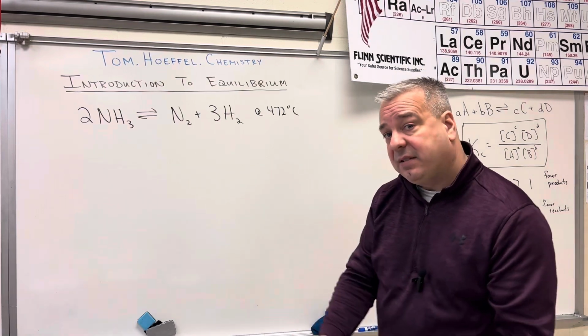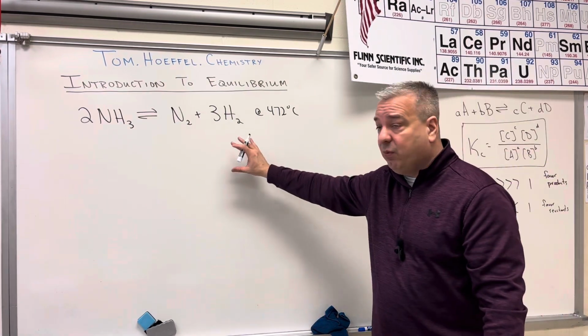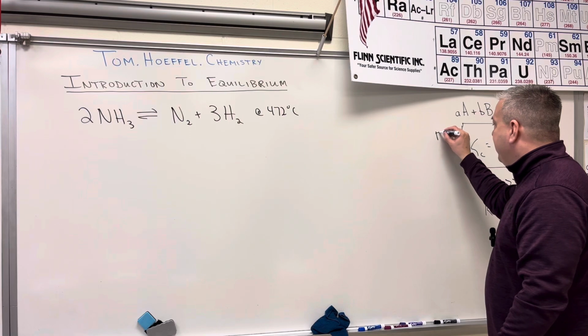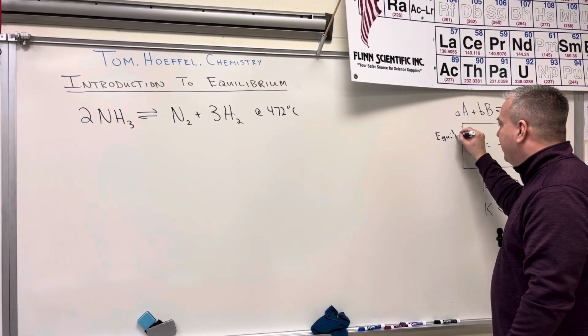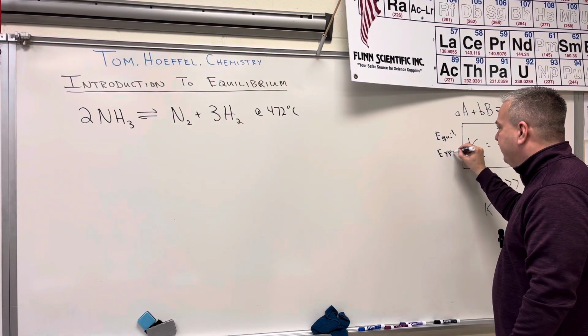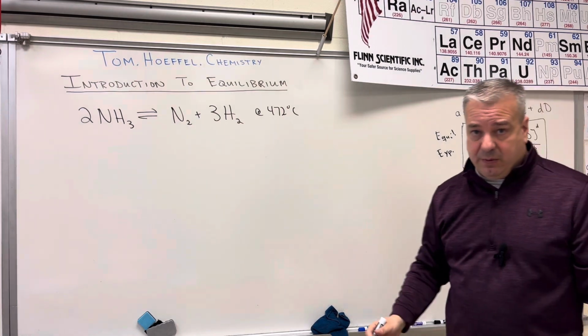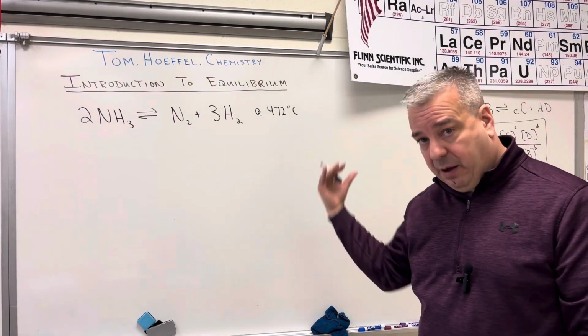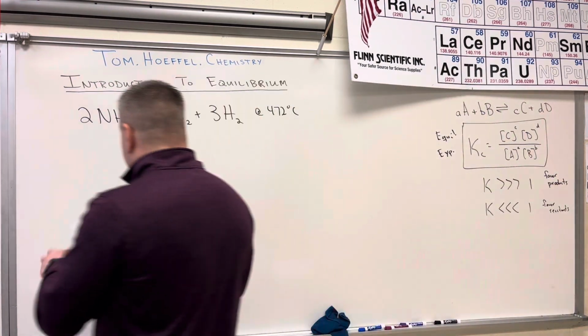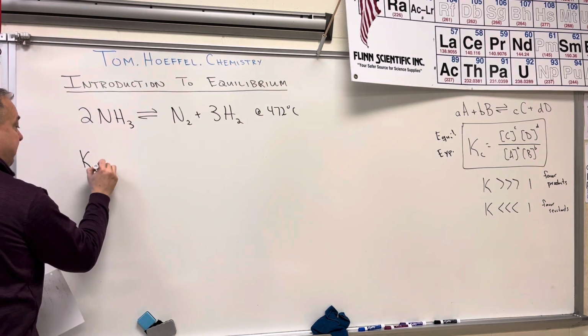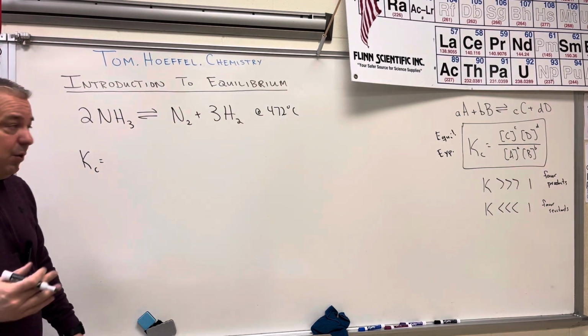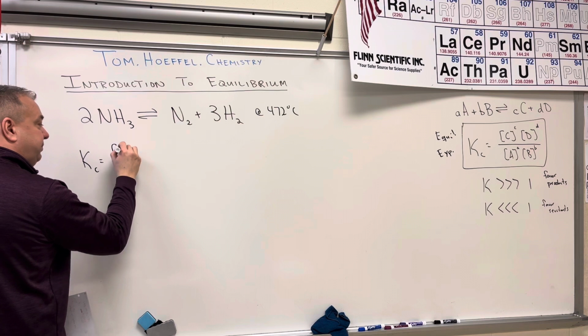So I'd like you to pause the video right now, and I'd like to see if you can write what we call the equilibrium expression for this equation. When you unpause the video, I'll be working the problem out. So the Kc value here, once again, is the products over the reactants.